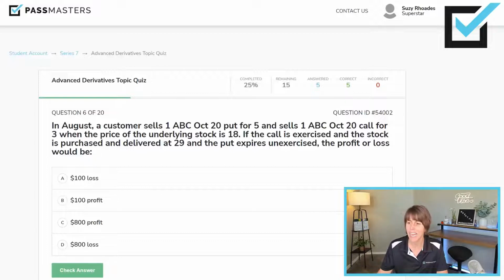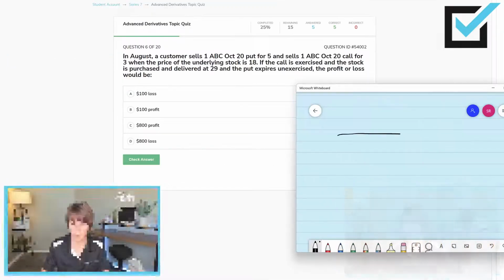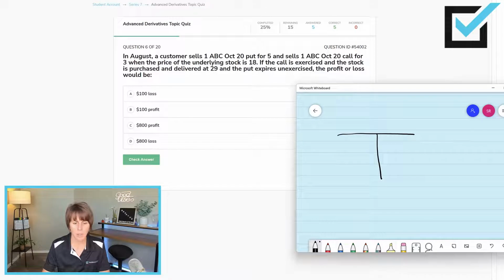That's so much. I gotta write this stuff down. So we're gonna make a T-chart here. Sells a put for 5. So in their pocket 5, sells a call for 3. So far total in their pocket 8.